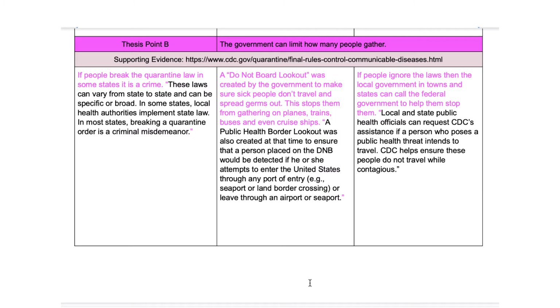So that means that if somebody's sick, the government has the right to say, nope, you're on the list, you're banned, you cannot travel. And that supports our thesis point, because this evidence says the government can limit how many people can gather. How can they do that? By making breaking the quarantine law a crime, by creating a do not board lookout list, and by allowing the states and other public health officials to call the feds in if somebody tries to break the law.